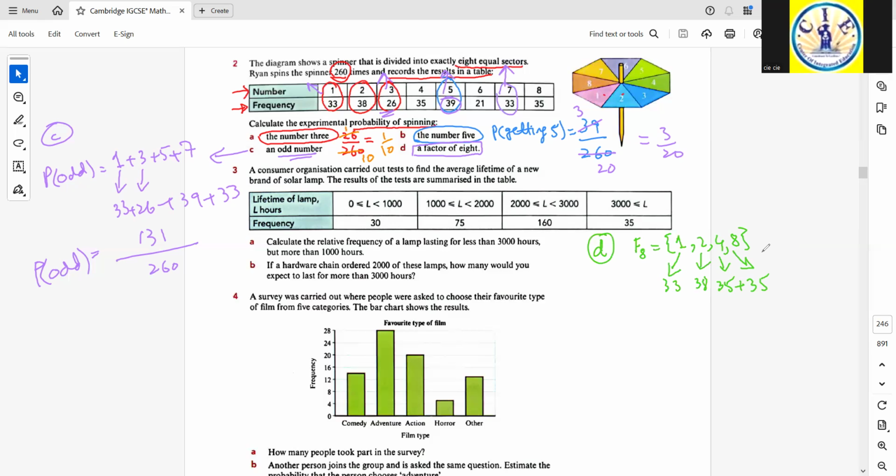33, which is 103, and then plus 38. So it totals to 141. That is our total number of required or favorable outcomes. So the probability of getting F8, factor of 8, that is 141 divided by the total outcomes, which is 260. So that is the answer to part D.